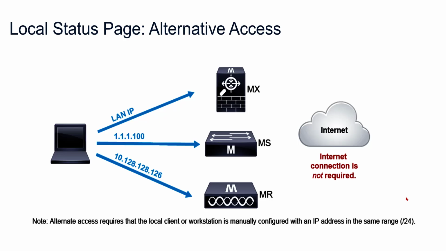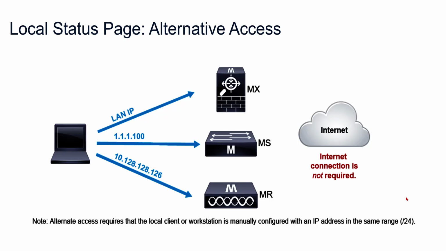address. But your laptop has to be in the same subnet as the device, meaning it has to have a static IP. So if the device is, say, 1.1.1.100, set your laptop to maybe 1.1.1.10 or 1.1.1.50 so that you're layer 2 adjacent. All right, for the MX security appliance, access is through the configured LAN IP. Of course, you'd have to know that, but that's whatever you set in your dashboard. So make sure that that's documented correctly.